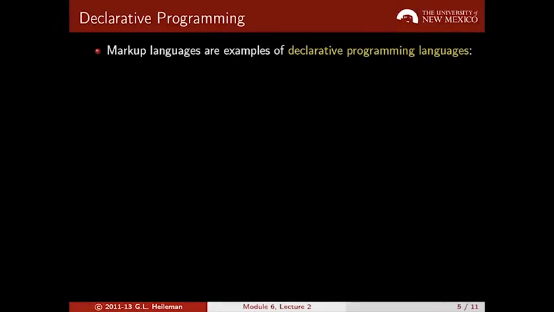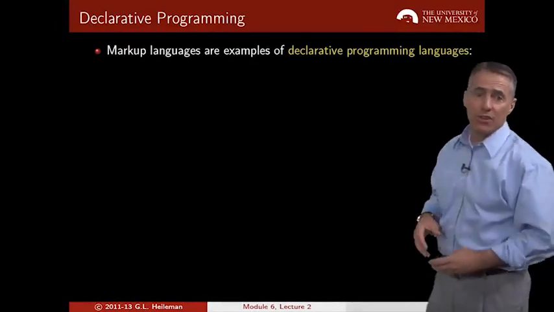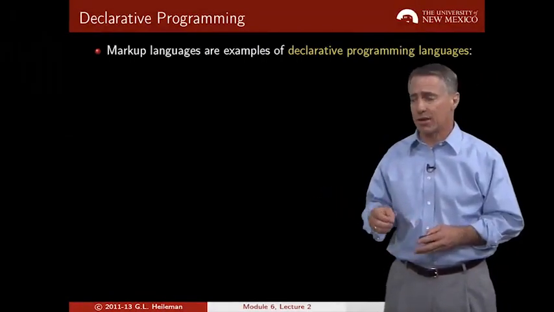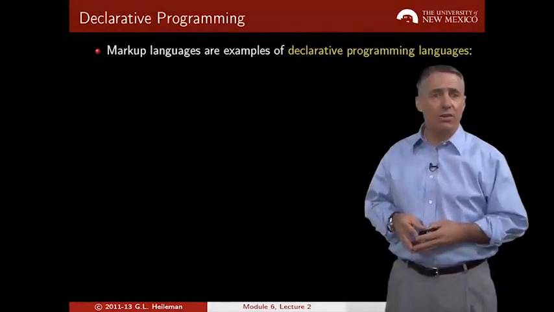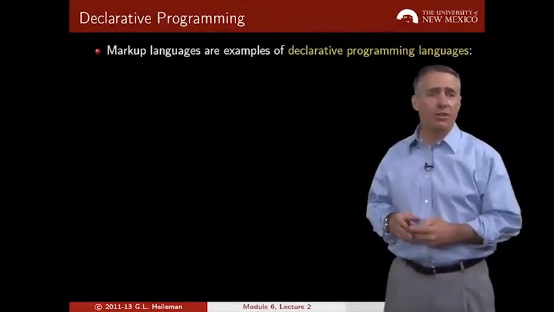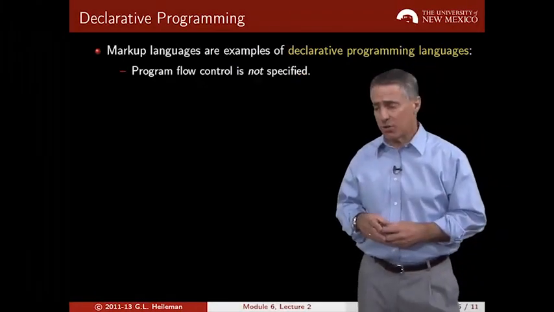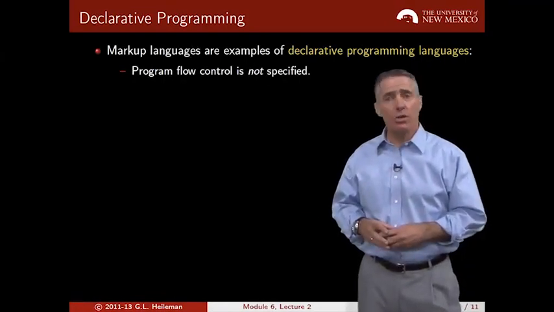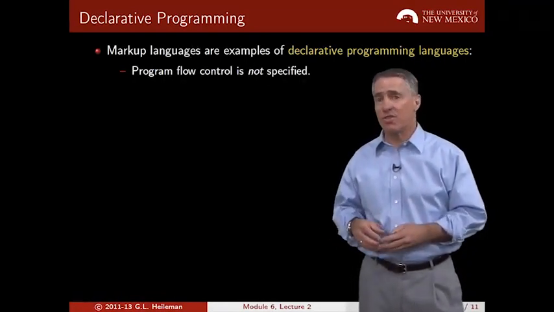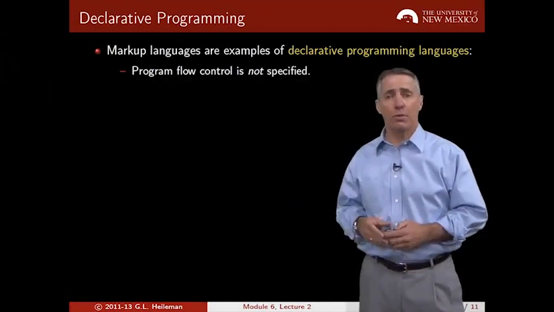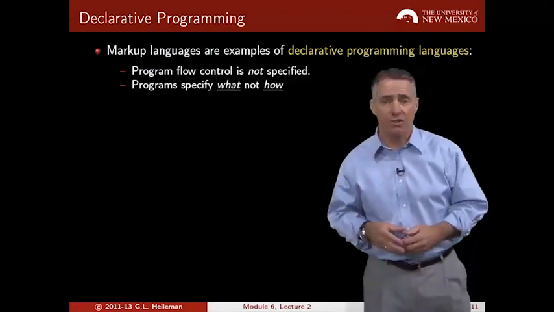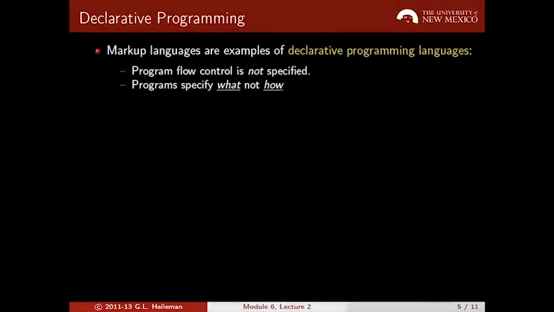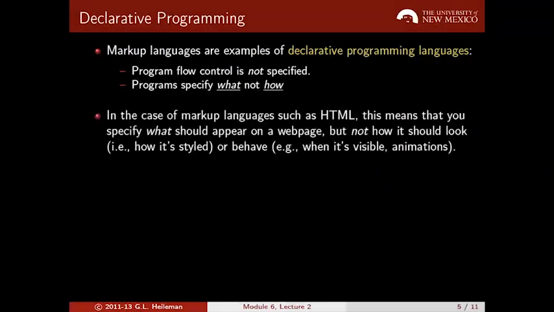Now, markup languages are examples of something called declarative programming languages. And it's just like what the name says. You're declaring that this is a header, or this is a paragraph, and that's what a declarative programming language looks like. So how is this different from other types of programming languages? Well, there's no flow control here. You're not specifying the flow of control through a program. You're just specifying what something is. So you specify what something is, not how to compute something, with declarative programming languages.